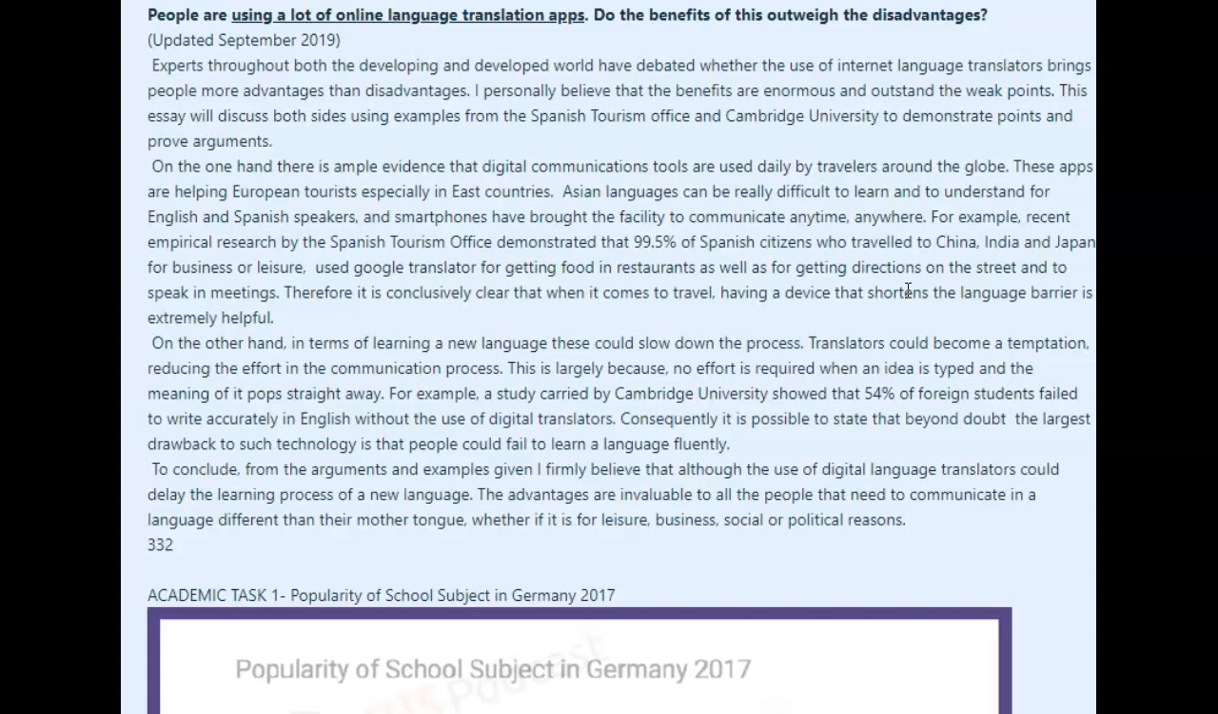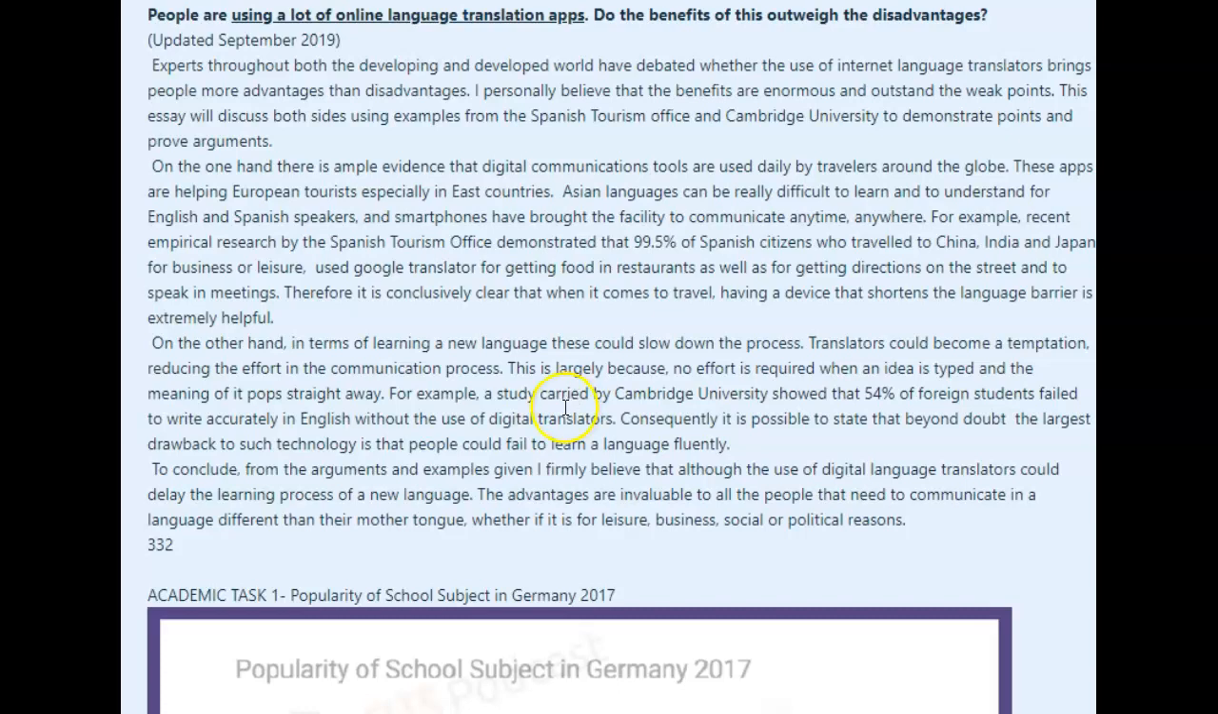On the other hand, in terms of learning a new language, these could slow down the process. Translators could become a temptation, reducing the effort in the communication process. This is largely because, get rid of that comma, no effort is required when an idea is typed and the meaning of it pops out straight away. For example, a study carried out by Cambridge University showed that 54% of foreign students fail to write accurately in English without the use of digital translators.